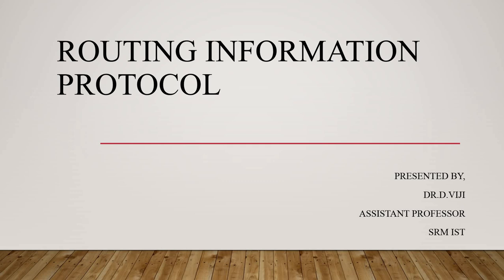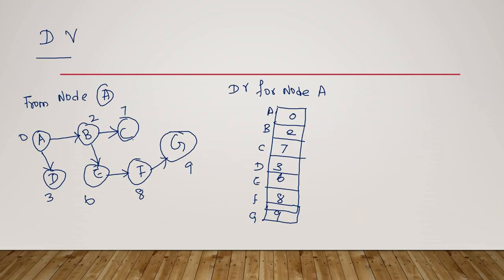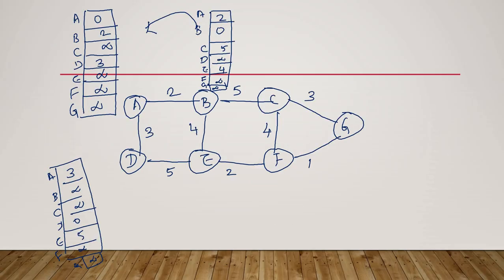Hello everyone. In this video, we are going to discuss the Routing Information Protocol, that is the RIP protocol. This protocol works based on the distance vector algorithm, which we discussed in the last video using the Bellman-Ford equation. It is finding the minimum cost for each and every node that is going to be updated in the forwarding table.